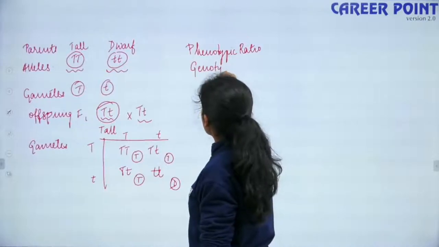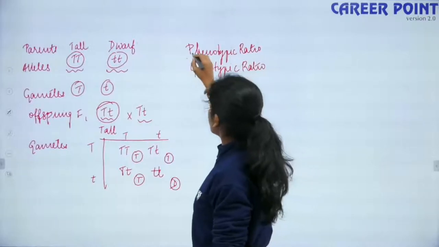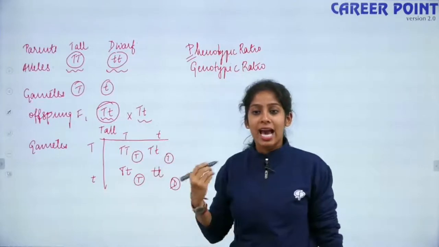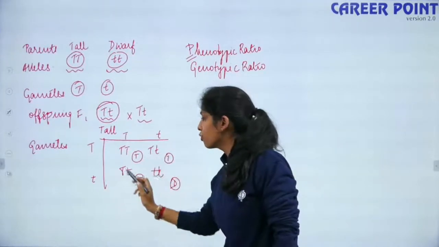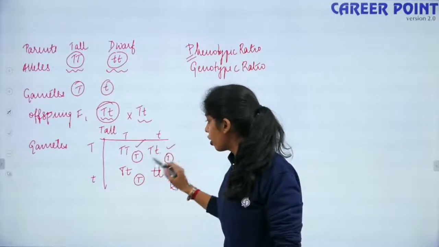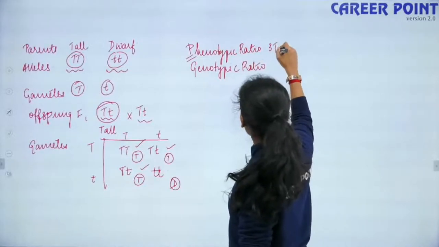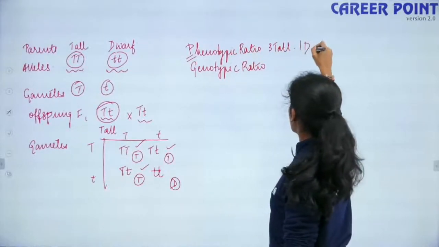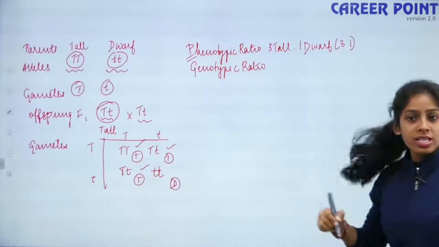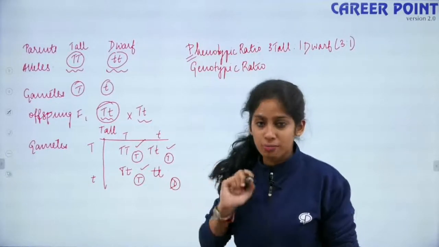Phenotypic ratio means based on physical observation. Phenotypic, P, physical observation or physical character. If you look at it physically, directly if I look at the plant, I can see three tall plants and one dwarf plant, right? So I have three tall plants to one dwarf plant. This is nothing but 3:1. This is my ratio, which I can see with my eyes. So this is the 3:1 phenotypic ratio.